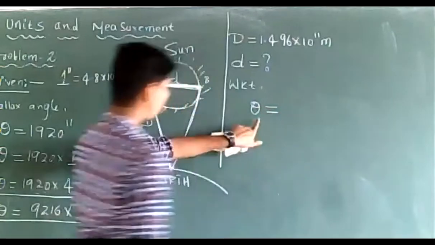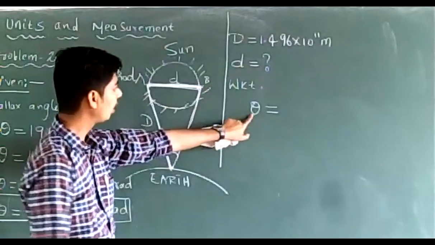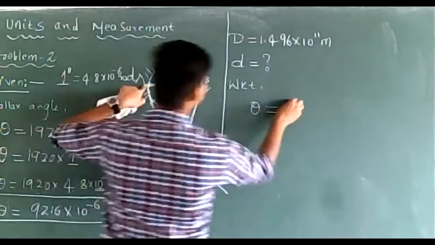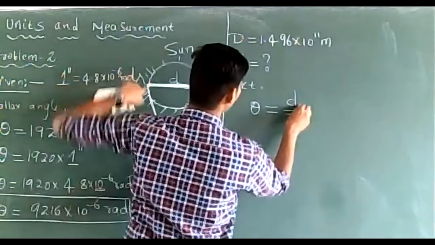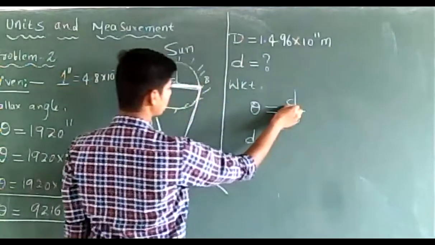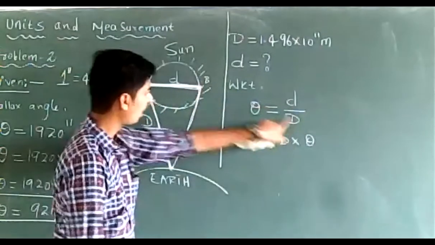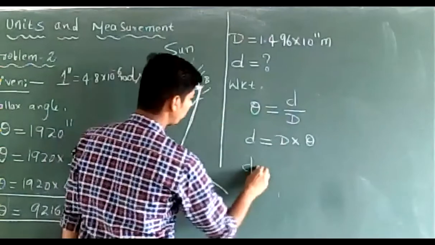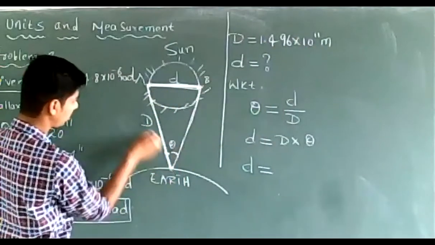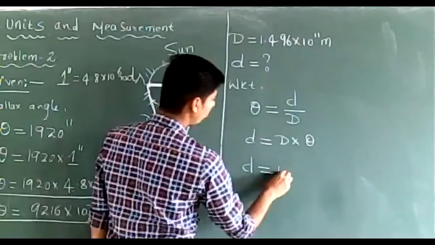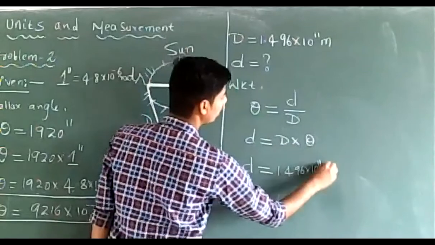parallax angle is equal to arc length divided by radius. That is, angle theta is equal to the arc length, the diameter small d, divided by the radius, capital D. So small d is equal to capital D into theta. What is capital D? They have given us the distance between sun and the earth as capital D. It is given as 1.496 into 10 to the power of 11. This is capital D into theta.